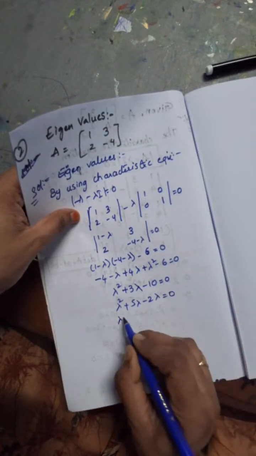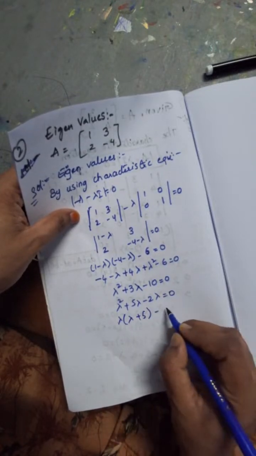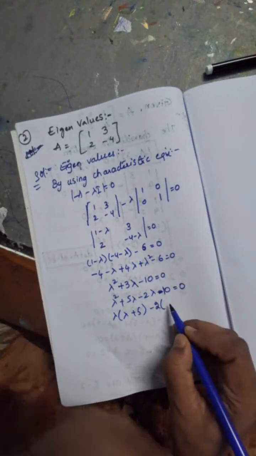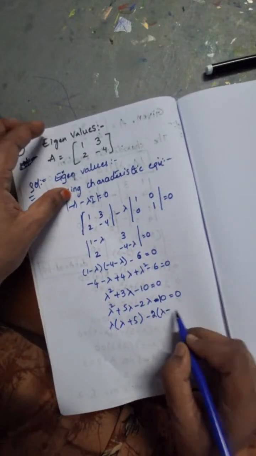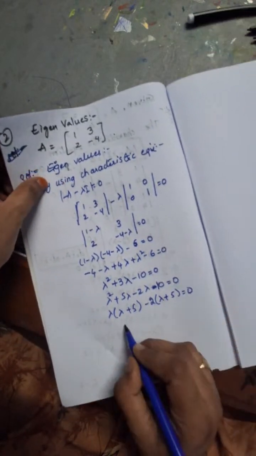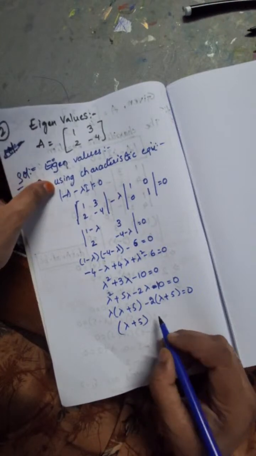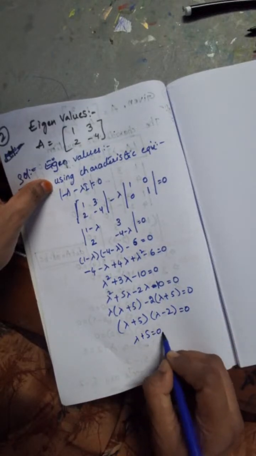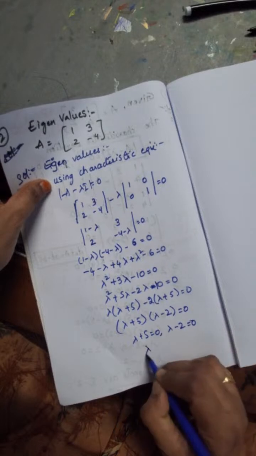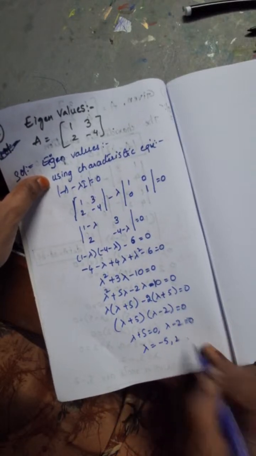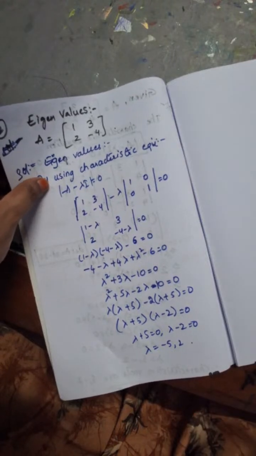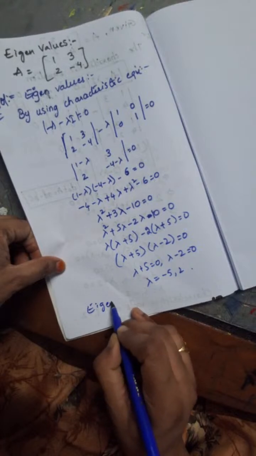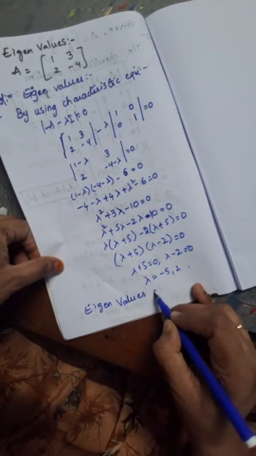Okay, λ common: λ(λ + 5) minus 2 common: -2(λ + 5) equal to 0. Now take out the common (λ + 5), with (λ - 2) remaining, equal to 0. Now λ + 5 = 0 or λ - 2 = 0. We get λ = -5, 2. So what are the values of eigenvalues from this given A? Here the eigenvalues are -5, 2.